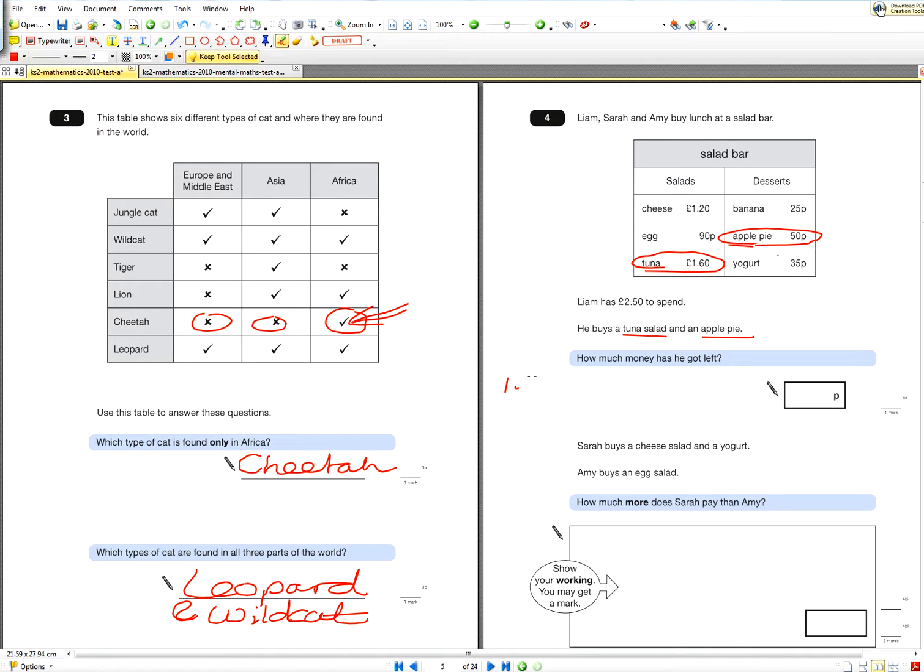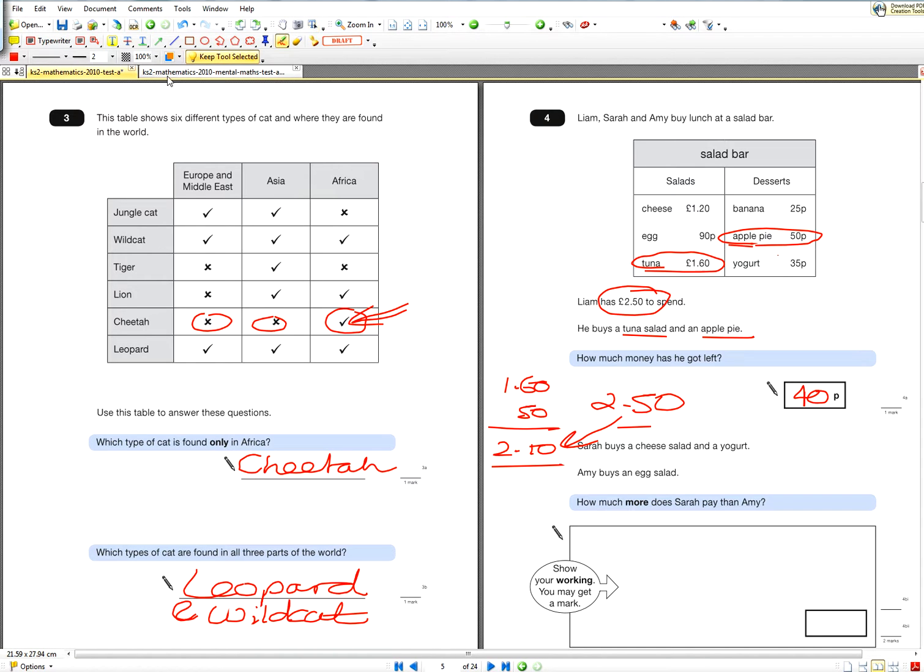We have £1.60. Add 50p. Add 50p gives you what? £2.10. And he started off with £2.50. So £2.50 minus £2.10 will give us 40p. Well done, folks. That's a straightforward calculation. Sarah buys a cheese salad and a yogurt.